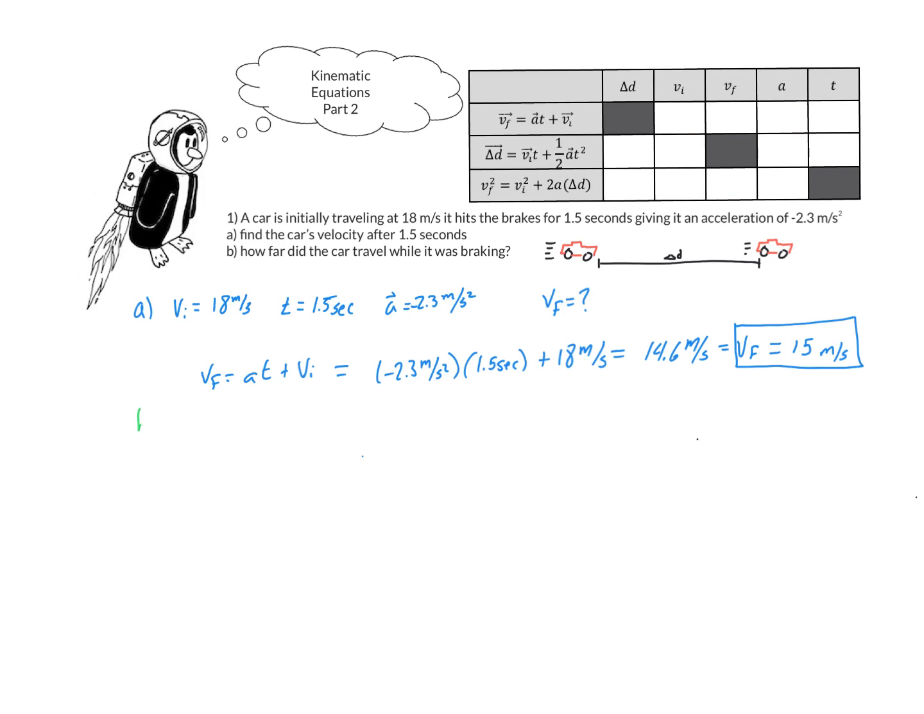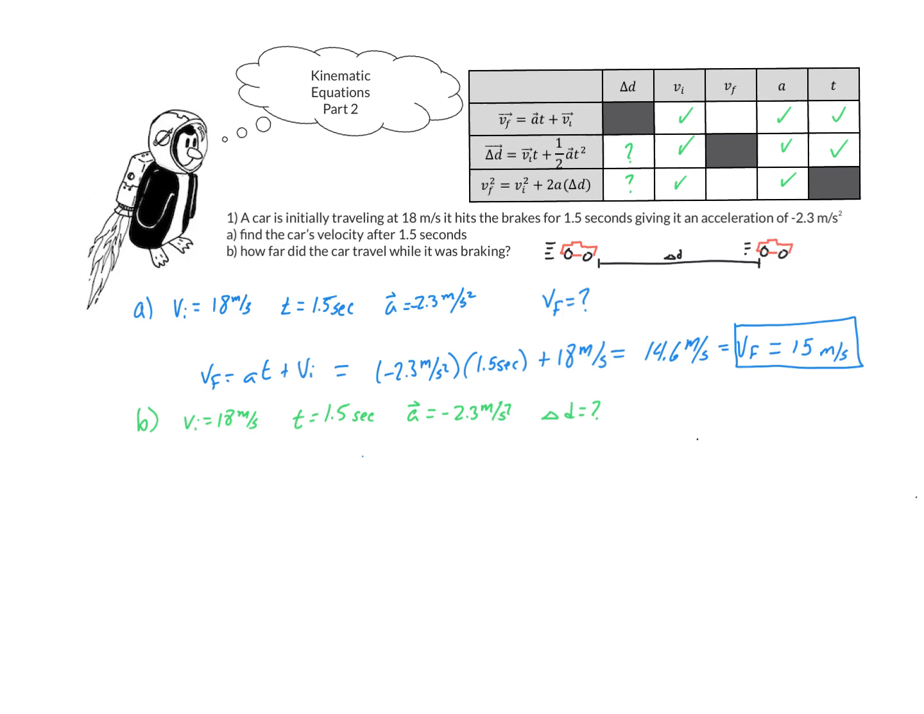Now, to solve part B, I'll start once again by writing what I know. In this case, we know VI is 18 meters per second. The time still is 1.5 seconds. And the acceleration is still slowing us down at negative 2.3 meters per second squared. But this time, the change in position is what we're looking for. So consulting our chart, we have the time, check, check. We have the acceleration, check, check, check. We have the initial velocity, check, check, check. And we're looking for delta D.